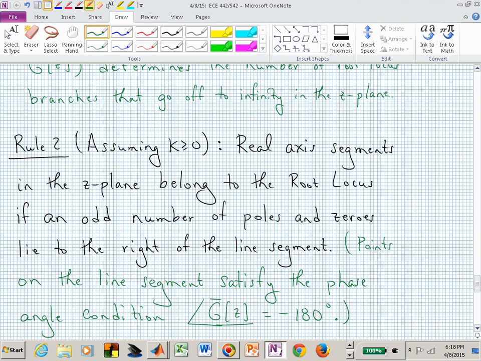That's what I tried to say before. And points on the line segment satisfy the phase angle condition. That's the verification or the validation of rule number 2. You can test it by just applying the phase angle condition. Those points need to have an angle of minus 180. That's rule 2. Those are easy.